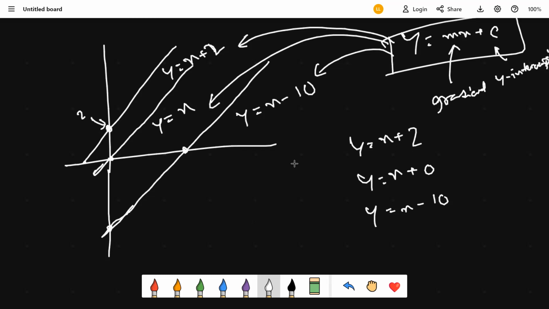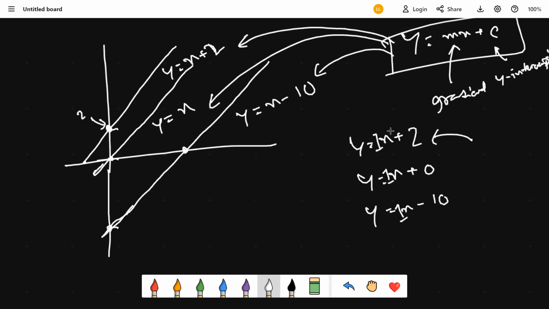Now, if nothing is written, that means what? The coefficient is actually 1. There's an imaginary 1 there. So can you find the gradient of each of these equations? Simply compare: y is in y's place, x in x's place, and c is in c's place. Here c is equivalent to 2, and this here is equivalent to 0. That means the y-intercept for this equation is 0. The y-intercept for this equation is 2. The y-intercept for this equation is minus 10, which could also be defined from the sketch.